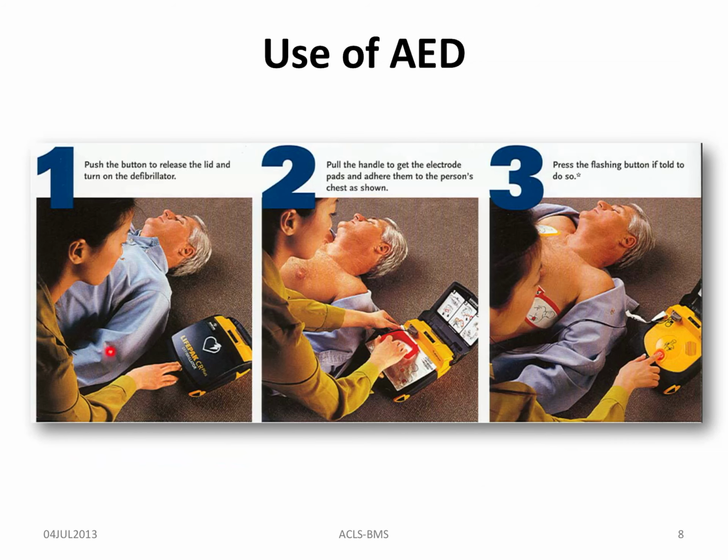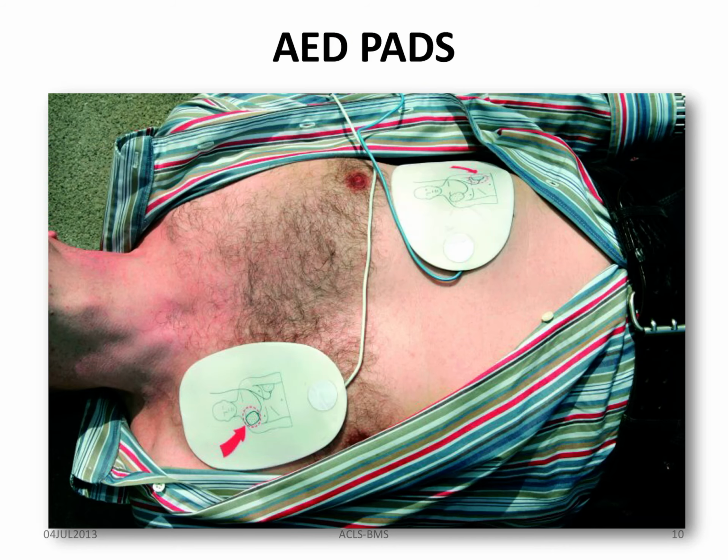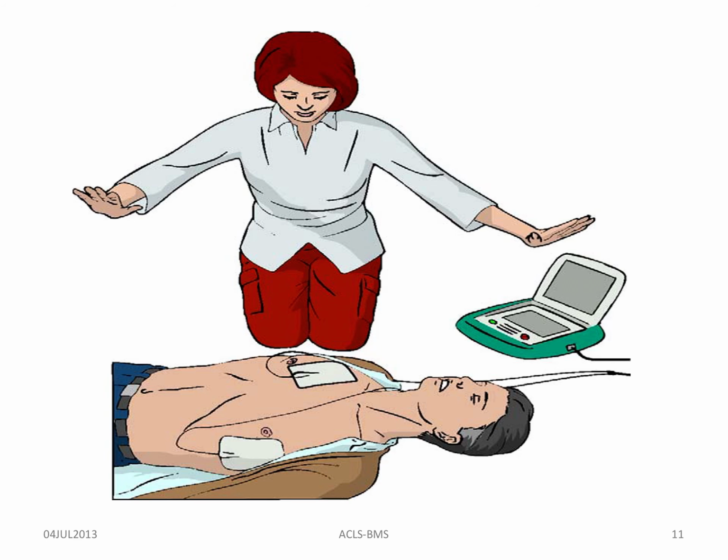Now, use of the AED. First, push the button to release the lid and turn on the defibrillator. Pull the handle to get the electrode pads, which you probably would have seen in plenty of movies and would have some idea about. Otherwise, details are given in the inner box cover and sometimes on the electrode. The electrode itself will show where to place the pad. So you place the pad exactly where it's shown on the electrode on the patient, and then you press the flashing button if told to do so, and that gives a shock to stop the fibrillation of the heart. This picture shows the same thing, and the placement of the electrodes.